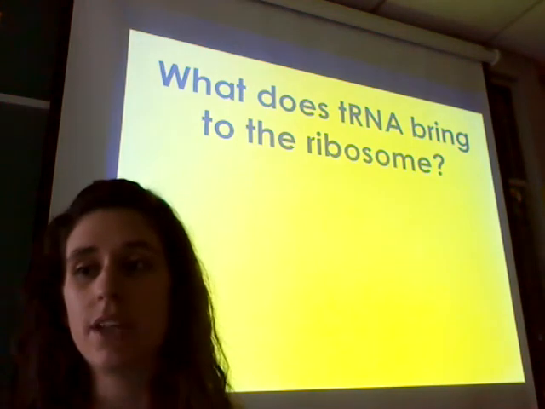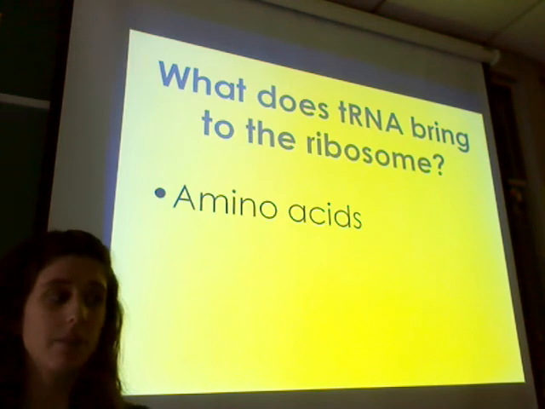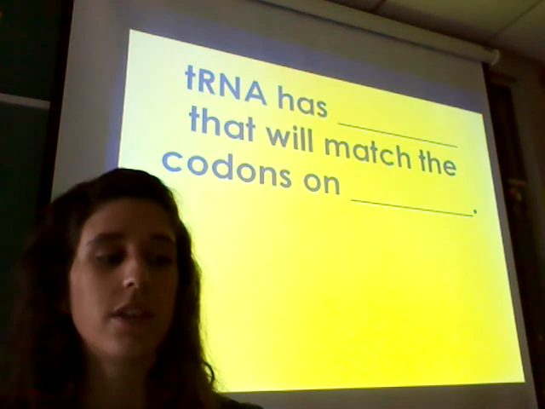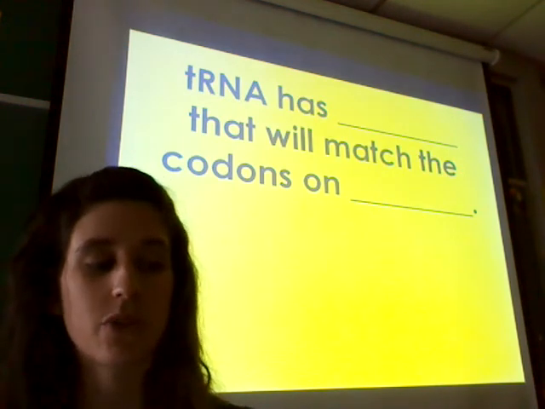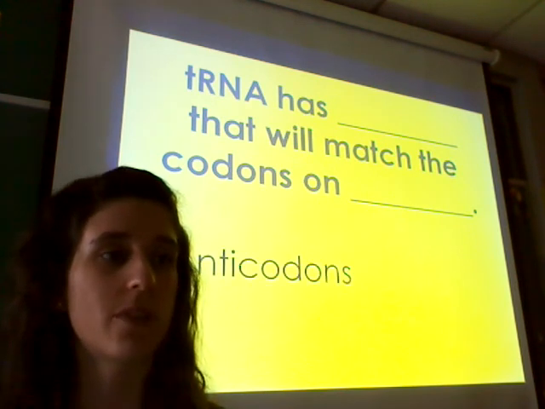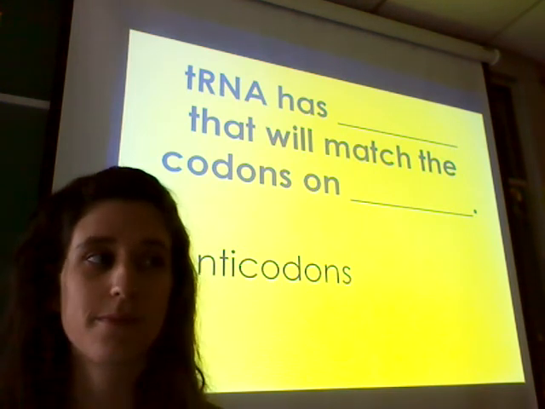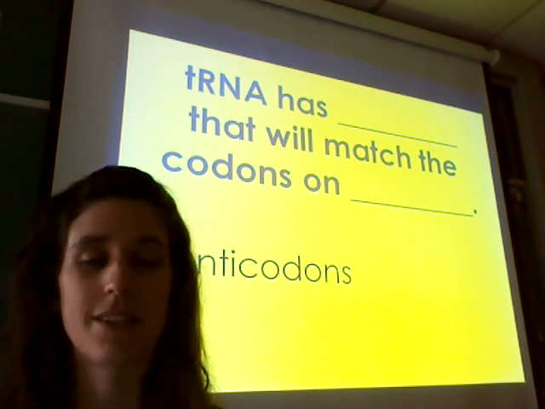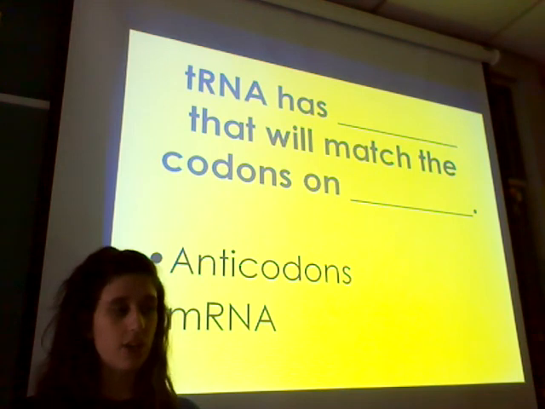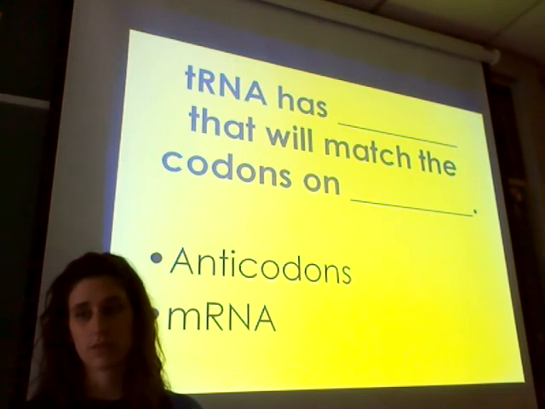So what does the tRNA bring? Amino acid. It brings the amino acids. You guys are doing really well with this. I know it's complicated, but you're doing a very good job. And the tRNA has something that will match with the codons. What is it? Anticodons. And where do we find the codons? What type of RNA? What has the message? The mRNA, yeah. So the tRNA has the anticodons, the mRNA has the codons. The ribosome reads the codons. Okay?